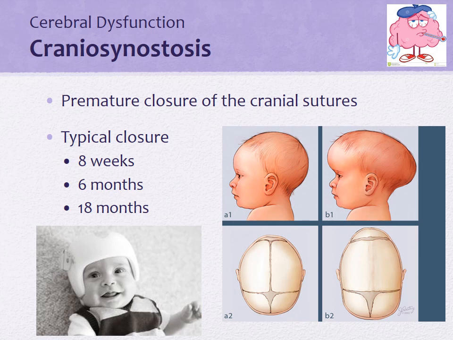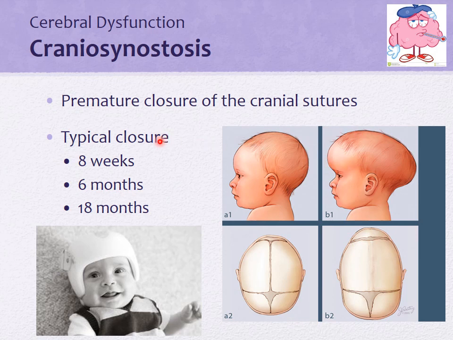So next we have craniosynostosis, and this is the premature closure of the cranial sutures. Okay, on the left side, you can see this is a normal baby. These sutures are open right now as they should be. However, this baby on the right-hand side had premature closure of these sutures here, and this is the head shape that they have. So they're going to have an abnormally shaped head, and it depends on what sutures are closing at what time or what have closed prematurely.